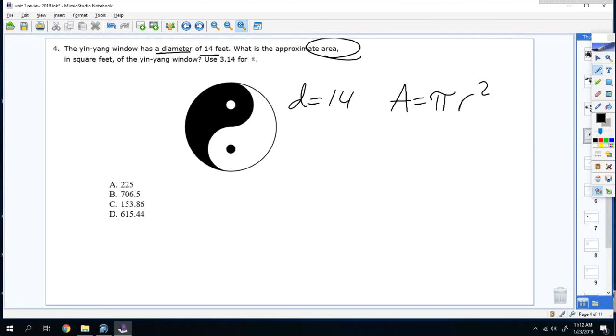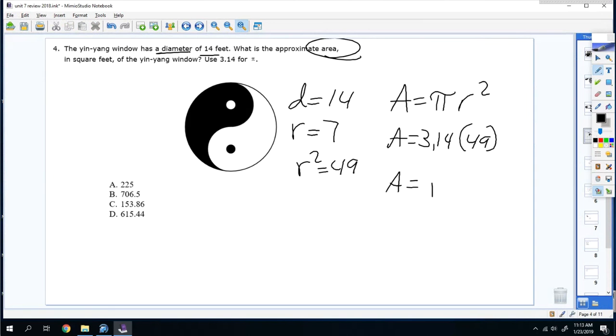Well, I only have the diameter, so it means I need to find r squared. Well, if the diameter is 14, that means the radius is 7, and the radius squared is 49. So we plug that in. Pi is 3.14, radius squared is 49. So now all you have to do is 3.14 times 49, which is 153.86.